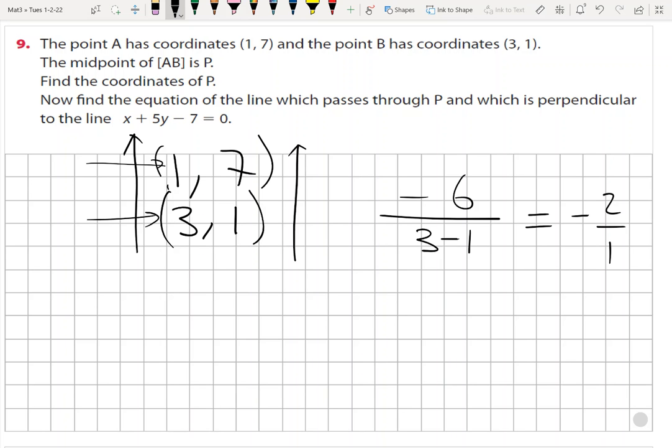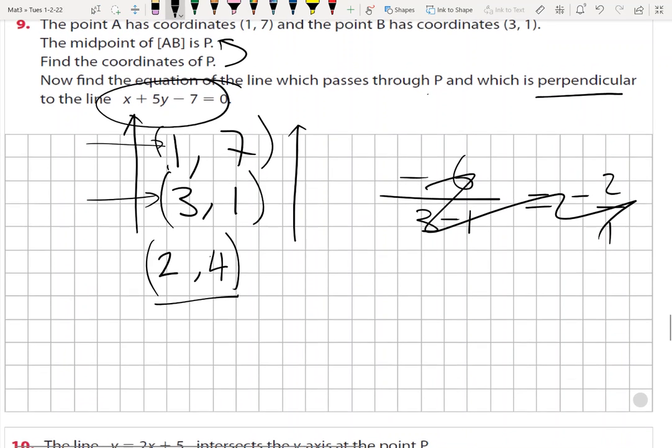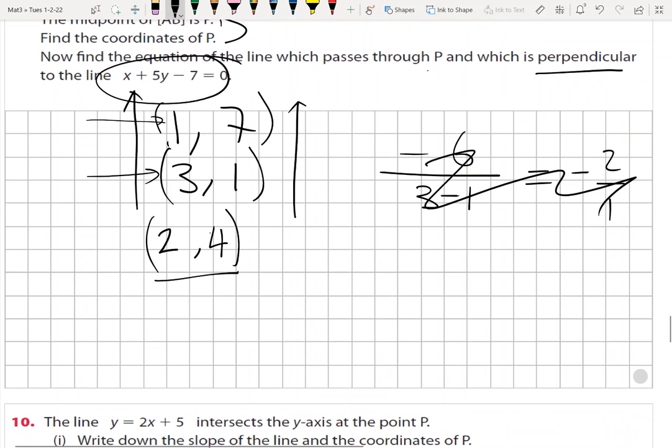Find the midpoint. 3 and 1 is 4, half of that is 2. 1 and 7 is 8, half of that is 4. There's your midpoint. Now find the equation of the line which passes through 2, 4 and which is perpendicular to this. Okay, I should have read the question because I didn't have to go finding that at all. Well, let's soldier on.